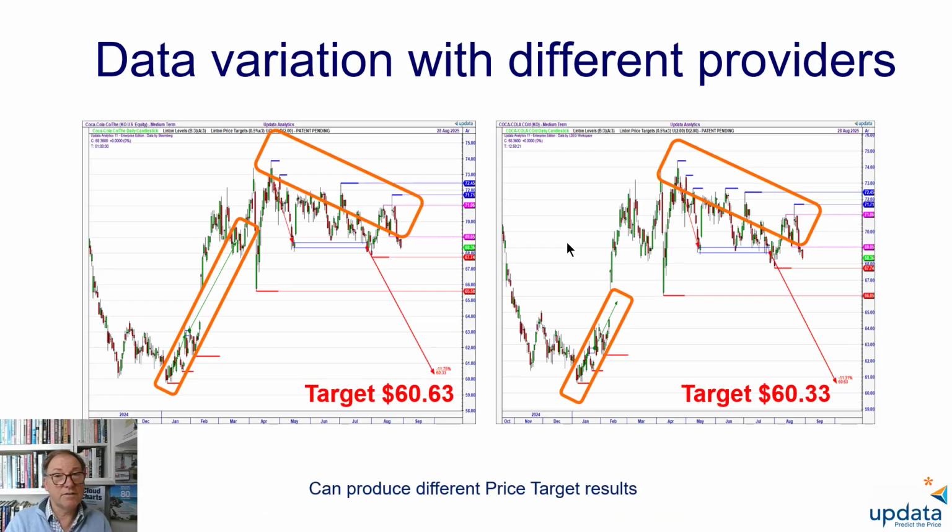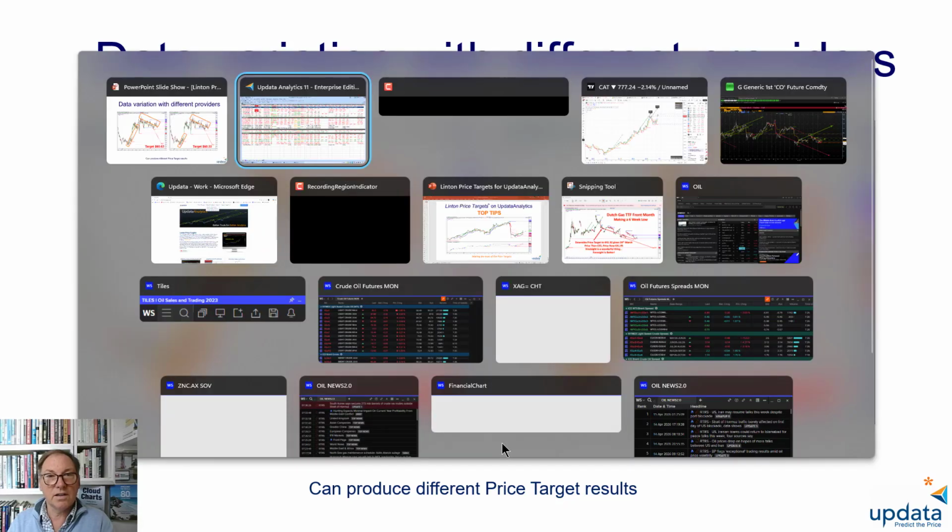You will also find data variation with different providers. So this one's from Bloomberg. This one is from LSEG, feeding into Updata. And here you've got slightly different data. And it's slightly academic. The targets are very similar, but you will sometimes find the targets are different.